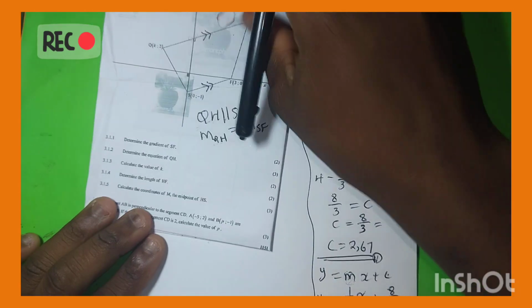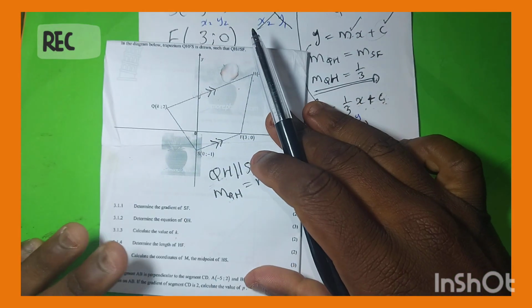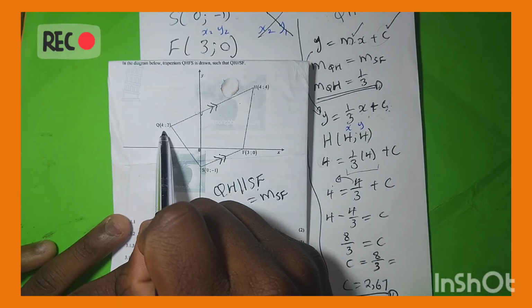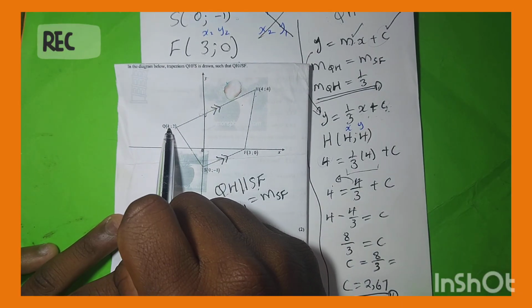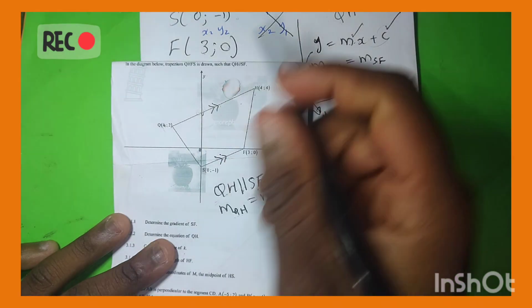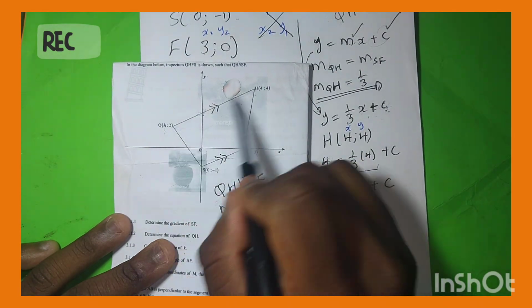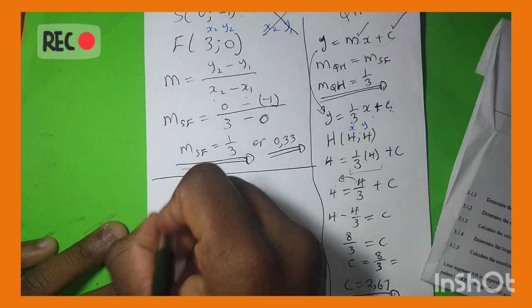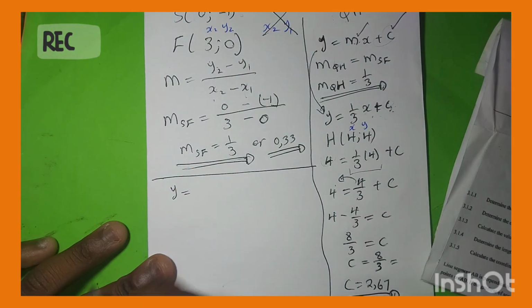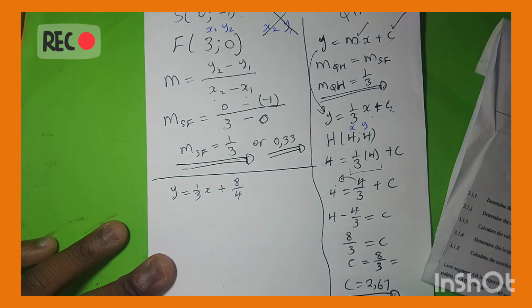Here's the next question now. Calculate the value of K. Where is the value of K? Here's the value of K, guys. You can solve it in many ways, since now you know the equation of QH. So this is how I can solve it. I know the equation of that line, y = 1/3x + 8/3.